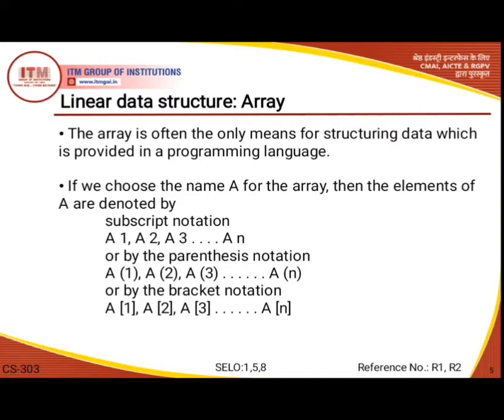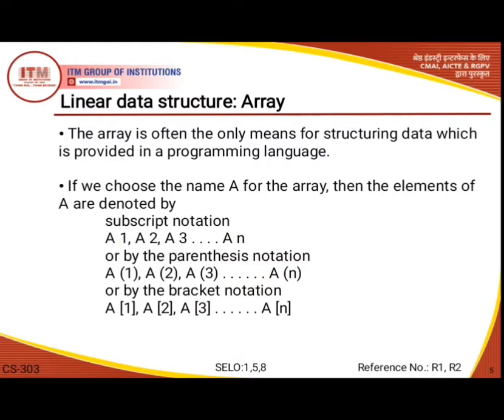So here a specific element in an array is accessed by using an index, which is generally known as the name of the array. And all arrays consist of contiguous memory locations, and here the lowest address corresponds to the first element and the highest address to the last element. And if we choose the name A for the array, then the elements of A, if we are using subscript notation, are usually referred to as A1, A2, A3 till AN.